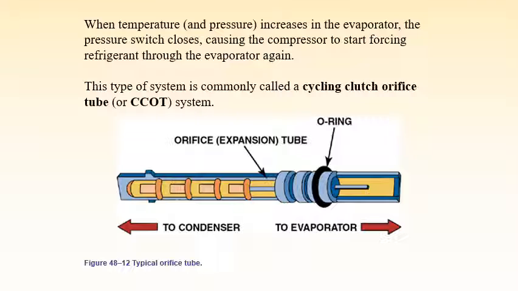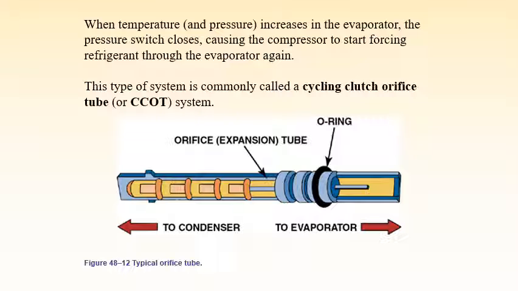Now this one is the orifice tube. You can see here, this is to the condenser and this is to the evaporator, and here an expansion of the refrigerant occurs. So when temperature and pressure increase in the evaporator, the pressure switch closes, causing the compressor to start forcing the refrigerant to the evaporator again. This type of system is commonly called a cycling clutch orifice tube or CCOT system.